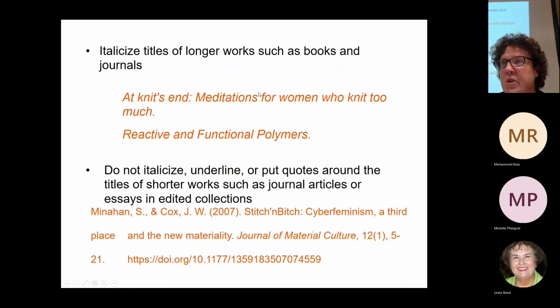Your larger works, the larger work is italicized, and this is the same way as in MLA. So this is a book, Knits In, Meditations for Women Who Knit Too Much. So there's your capital. This is Reactive and Functional Perimeters, and that's a journal title. So you italicize them. This is a journal title, that's why it's all capitalized. And that also gives you, as you are reading, a clue that this citation is of a journal or an essay in a larger book.